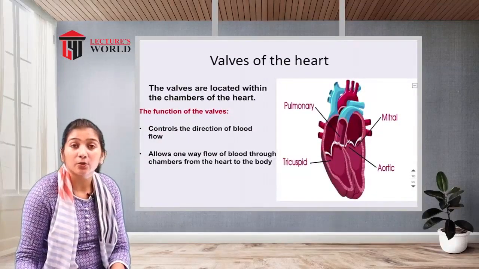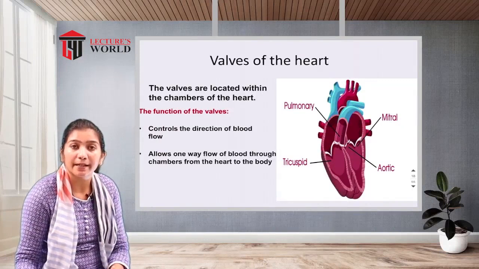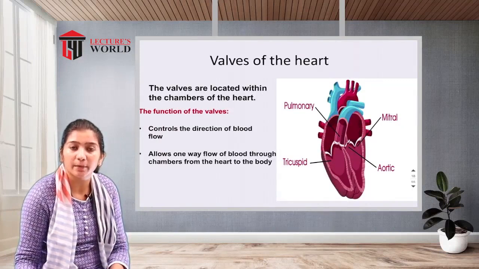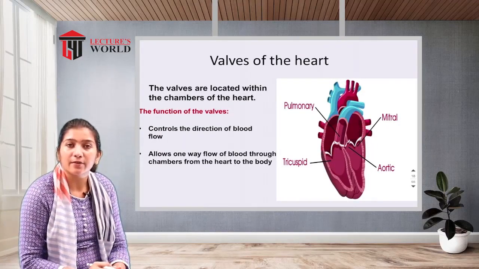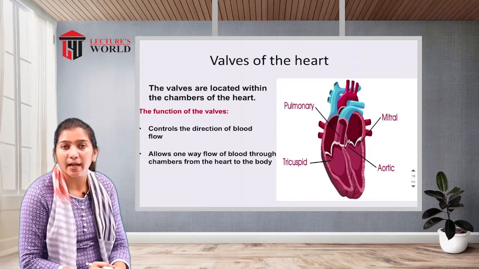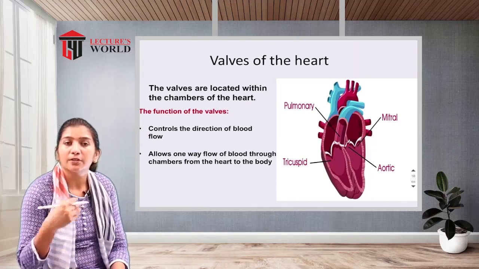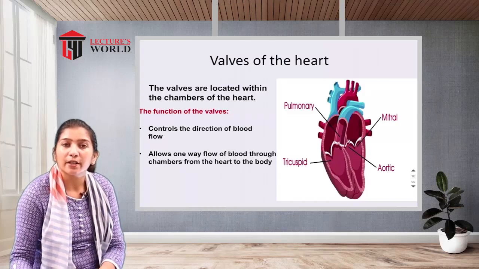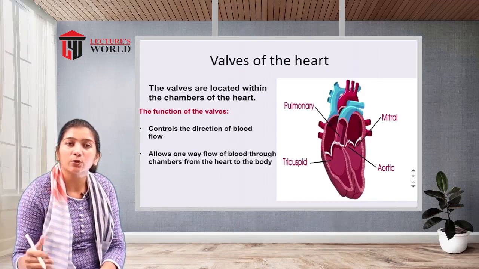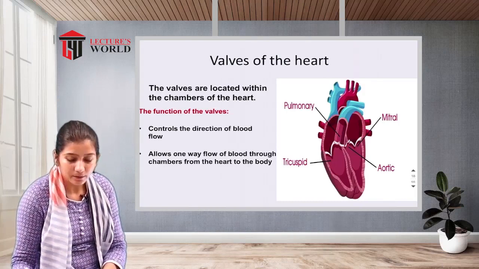So that's all about the chambers of the heart. The right atrium collects deoxygenated blood from the superior and inferior vena cava. Then the right ventricle receives deoxygenated blood from the right atrium. When it comes to the left-sided chambers, the left atrium collects oxygenated blood from the pulmonary vein, and that oxygenated blood goes into the left ventricle.